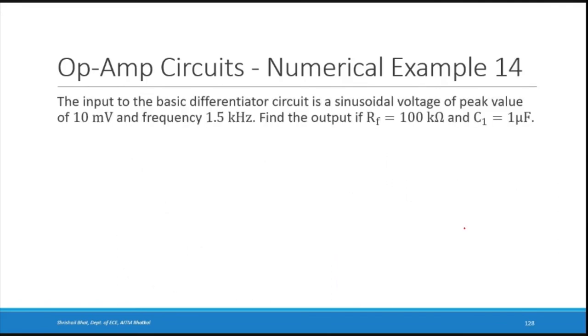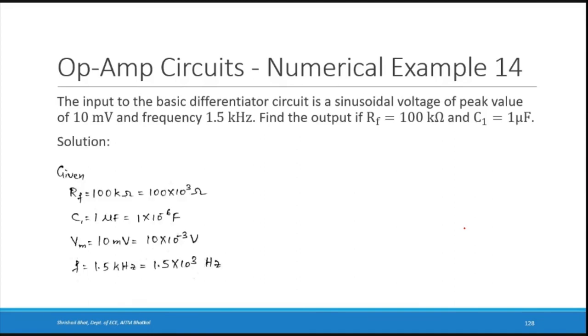Let us take another similar example. Here it's a differentiator circuit. The input to the basic differentiator circuit is a sinusoidal voltage of peak value 10 millivolts and frequency 1.5 kilohertz. You are asked to find the output if RF is equal to 100 kilo ohm and C1 is equal to 1 microfarad. So this is very similar to the previous one, but the circuit is a differentiator.